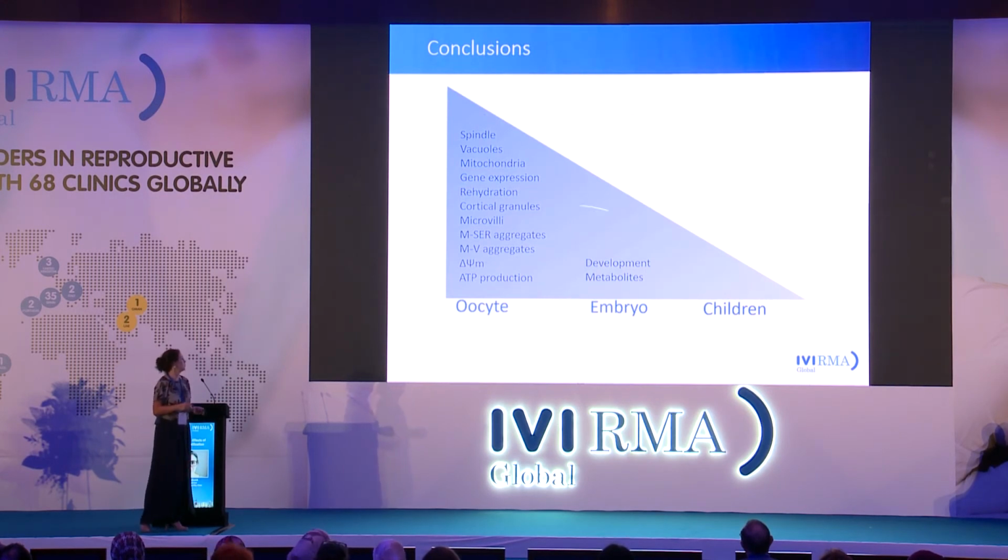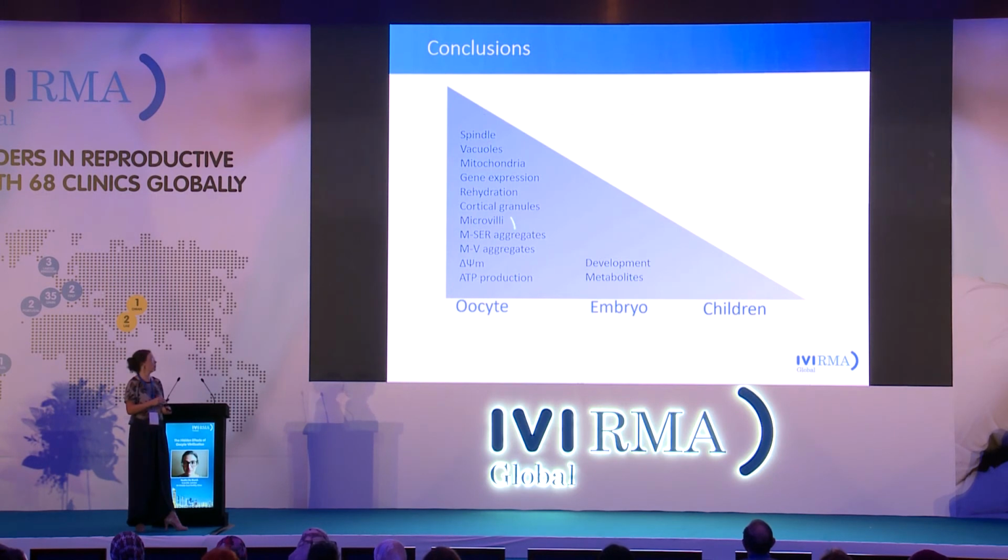So in fact, to conclude, when we look at the oocytes, we see that there are many studies that show that the ultrastructure of the oocyte is affected by the vitrification procedure. When we then look at the embryo, we see that there are fewer studies that show any difference between fresh and vitrified oocytes. And at the level of the children, it appears that we don't see any effect anymore of the oocyte vitrification.